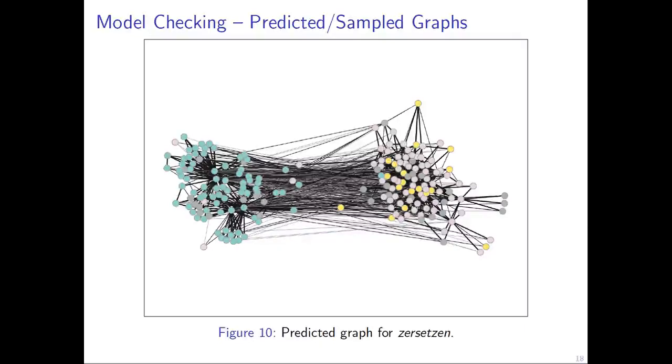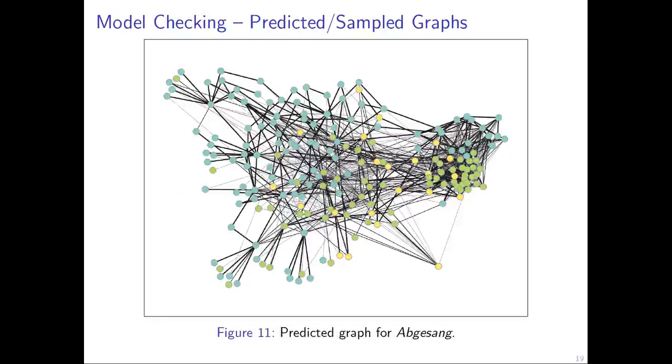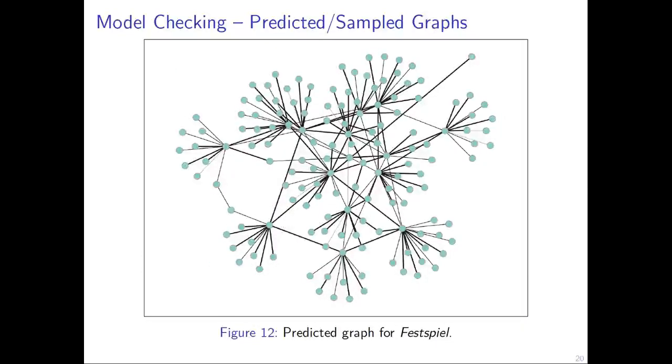For many of the graphs, as we can see here, we have many black edges between the two blocks, which we do not have in the observed graph. Similarly for Abgesang, but not so much for Festspiel. For Festspiel, we were able to resample a graph that is very closely resembling the observed graph.